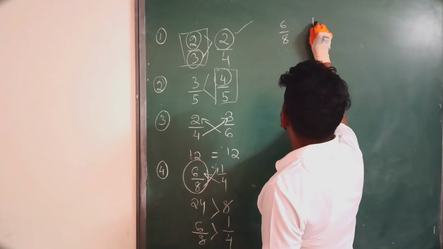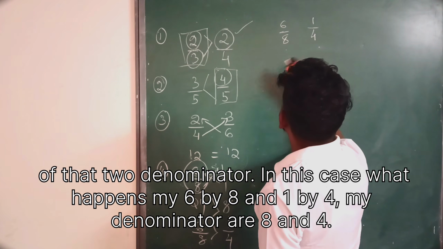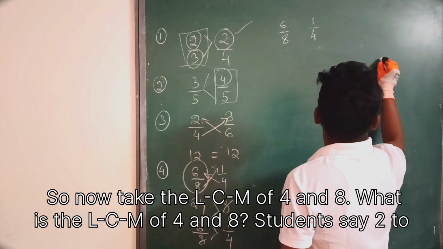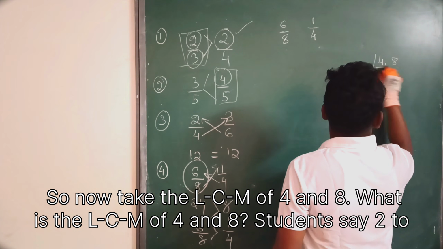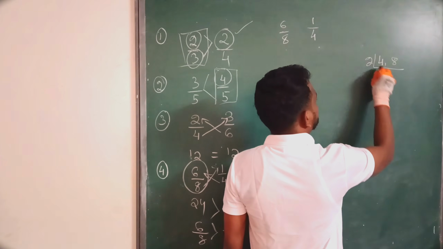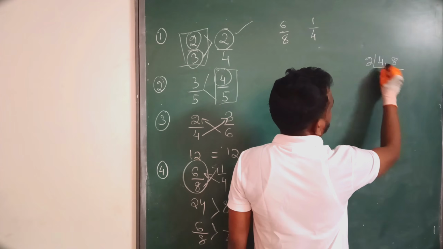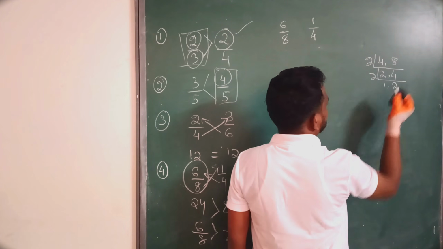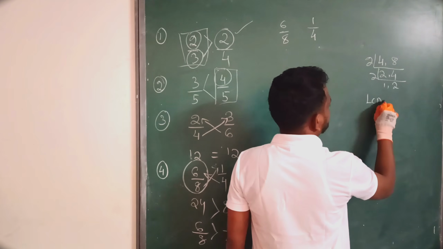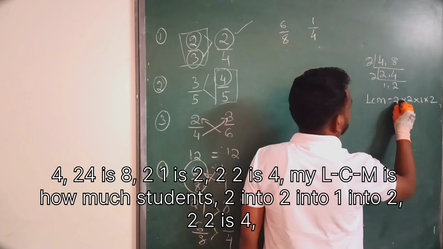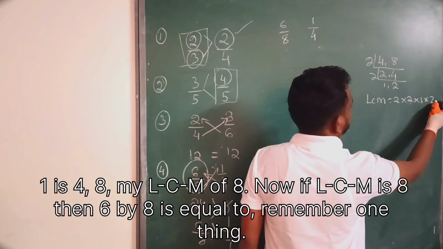My fractions are 6 by 8 and 1 by 4, so my denominators are 8 and 4. Now take the LCM of 4 and 8. What is the LCM of 4 and 8? Students, 2 2s are 4, 2 4s are 8, 2 1s are 2, 2 2s are 4. My LCM is 2 into 2 into 1 into 2: 2 2s are 4, 1s are 4, 2s are 8.